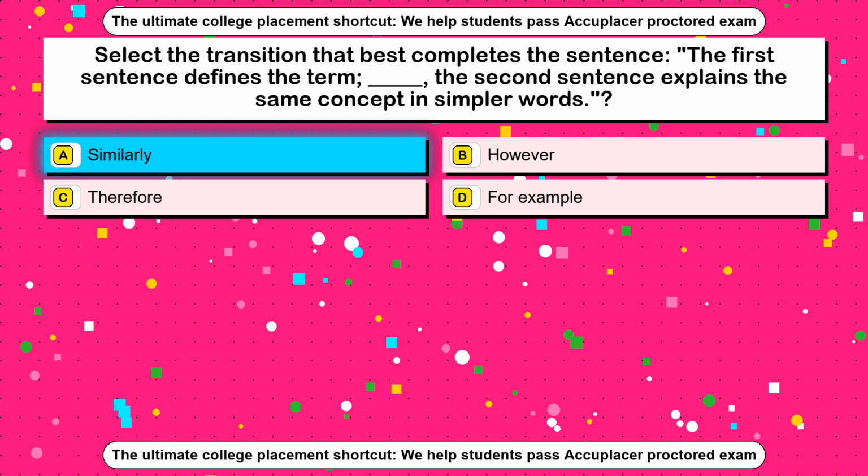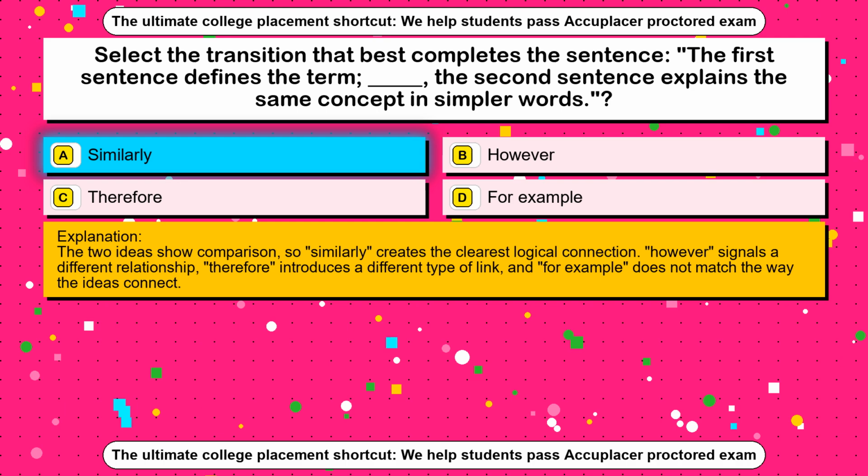The correct answer is option A, similarly. The two ideas show comparison, so similarly creates the clearest logical connection. However signals a different relationship, therefore introduces a different type of link, and for example does not match the way the ideas connect.